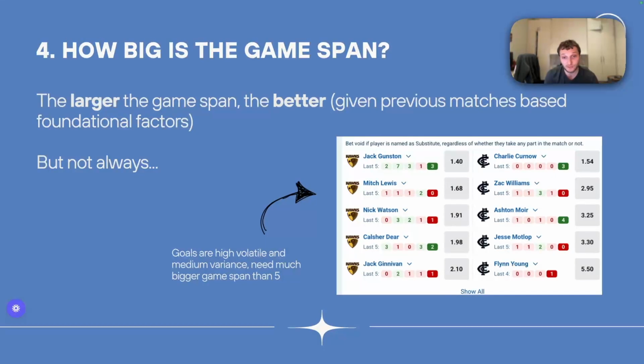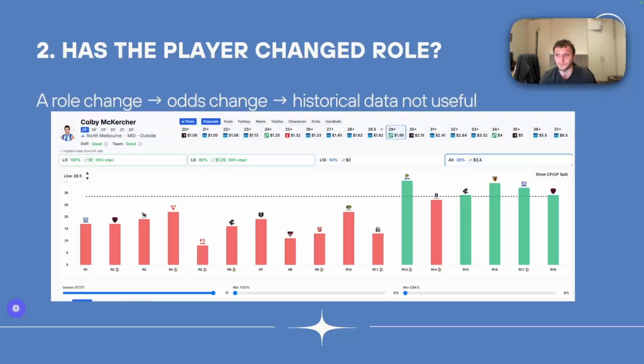If someone has had a role change and there's only a small amount of data you can use, then you actually don't want to use more data. You just want to use the data of that role change. And so this McKercher is a good example where if you notice he had a role change after round 15, you'd only want to use that last 3 games to evaluate whether or not you might be able to find value.